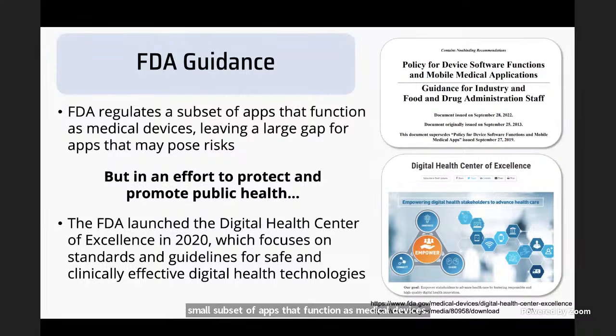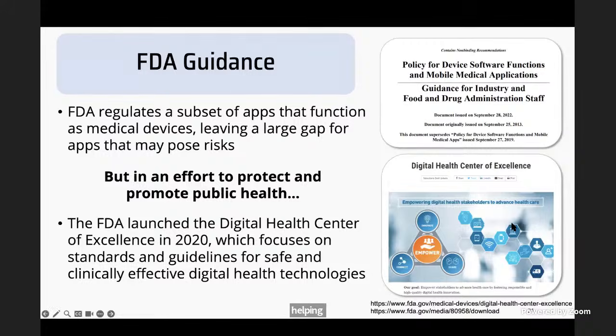But in an effort to protect and promote public health, in the past few years, the FDA launched the Digital Health Center of Excellence to focus on standards and guidelines for safe and clinically effective digital health technologies. In this group, they're offering guidance, they're offering support, they're helping these apps gain more advanced approvals in a faster time. They're recognizing that digital health is here and we need to take a larger role.